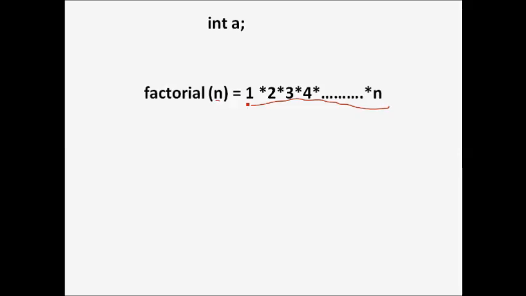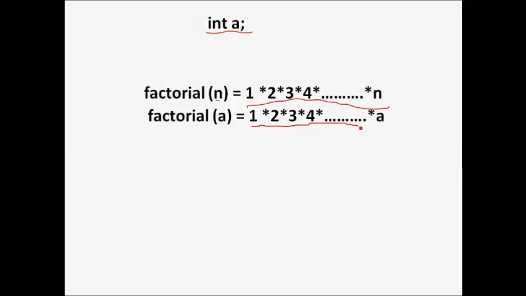In this program, I will declare an integer variable a, because I have to find the factorial of a number a. The value of this variable a will be entered by the user. The factorial of number a is equal to 1 into 2 into 3 into 4 and so on up to a. So to find it, we need to multiply all the numbers from 1 to a.